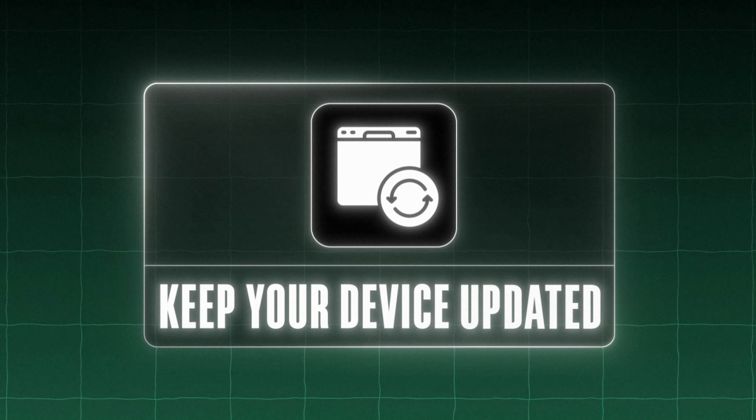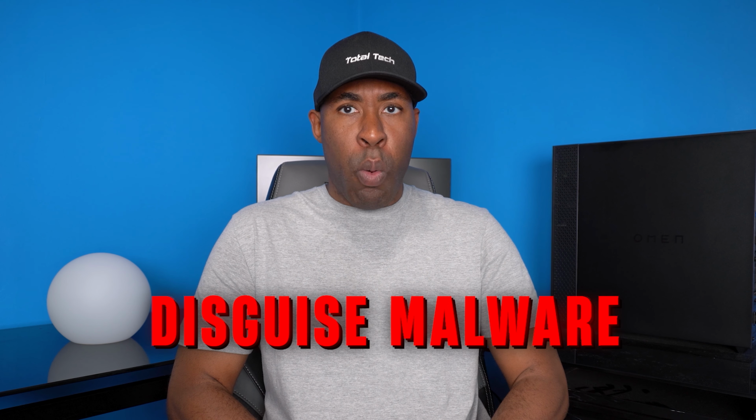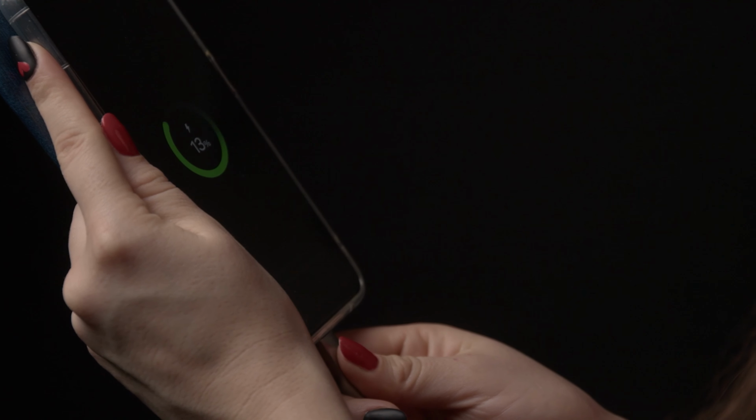Next, keep your device updated. Many attacks exploit known vulnerabilities that are fixed in newer versions of Android. Those update notifications might be annoying, but they're crucial for security. Be especially wary of modified or cracked versions of popular apps. These are often used to disguise malware because users are tempted by free versions of paid apps. Lastly, monitor your device for unusual behavior. If your battery is draining unusually quickly or you notice unexpected data usage, these could be signs of malicious activity. Regular security audits are important.